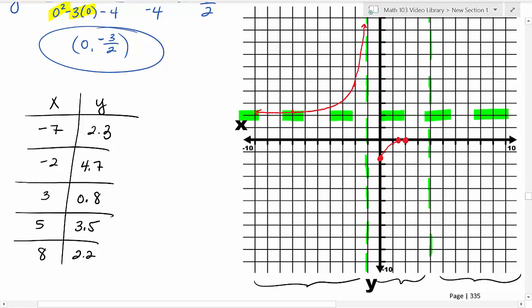Now here in the middle, I just chose 1 point, 3, -0.8. When I plot that, I know that these points have to connect. I also know that the ends of the graph have to tend towards an asymptote. So here on the left, we're going to tend towards that vertical asymptote, and on the right, we're tending towards this vertical asymptote.